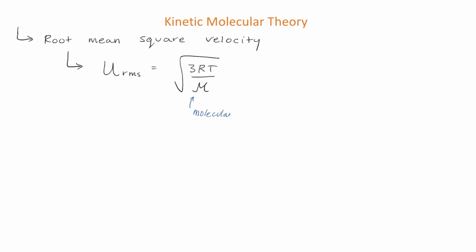I want to hone in on this fancy M. This variable is just the molecular weight of the gas, but very importantly, it has to be in kilograms per mole. Usually molecular weight is in grams per mole, so you always have to convert it to kilograms per mole. And now because the molecular weight is in the denominator, this tells us that the root mean square velocity and molecular weight are inversely proportional. That means lighter gases will have a larger root mean square velocity.